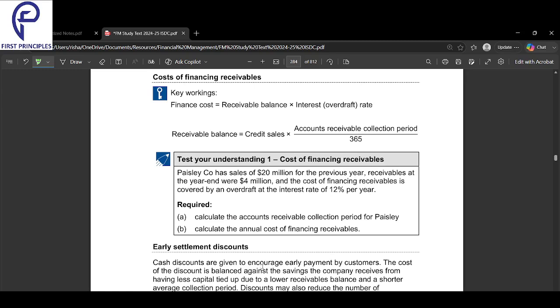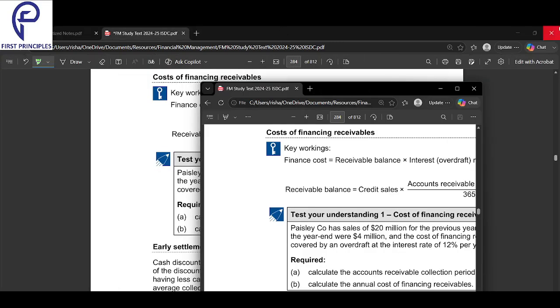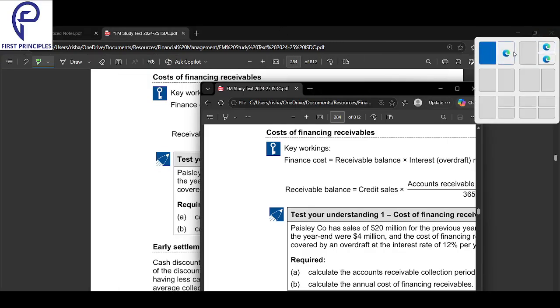Second, the cost of financing the receivables. Receivables 4 million into 12%, you do that. 4 million into 12% is 4,80,000. So let's look into this and see if it's the same.